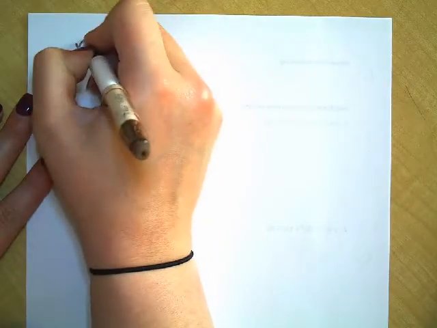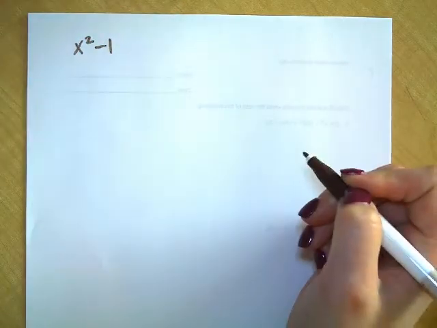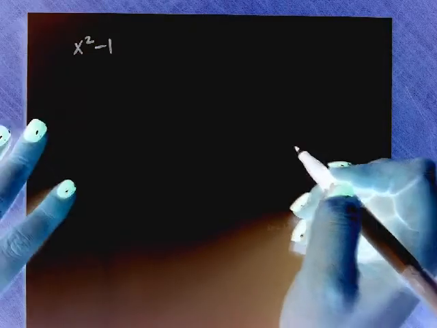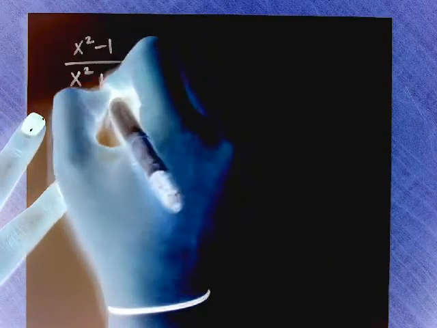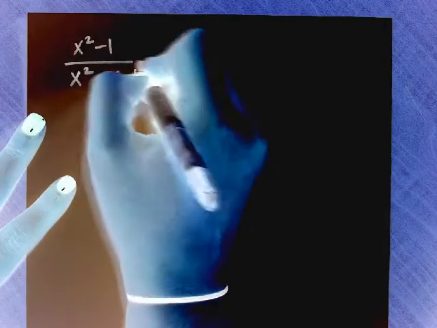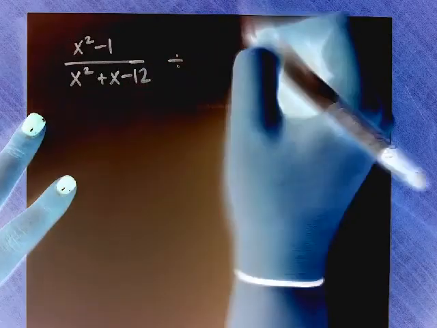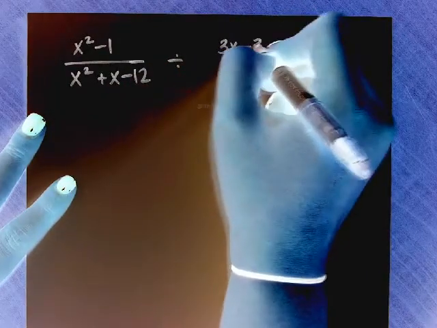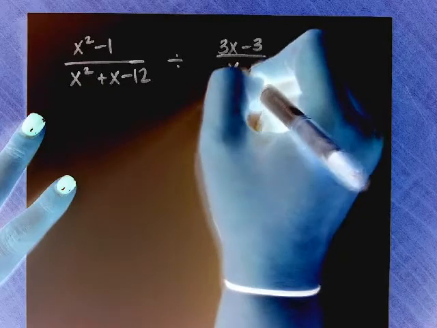We're going to say x squared minus 1. Let's make this more... Oh, there we go. That feels better. Divided by x squared plus x minus 12 divided by 3x minus 3 over x plus 4.